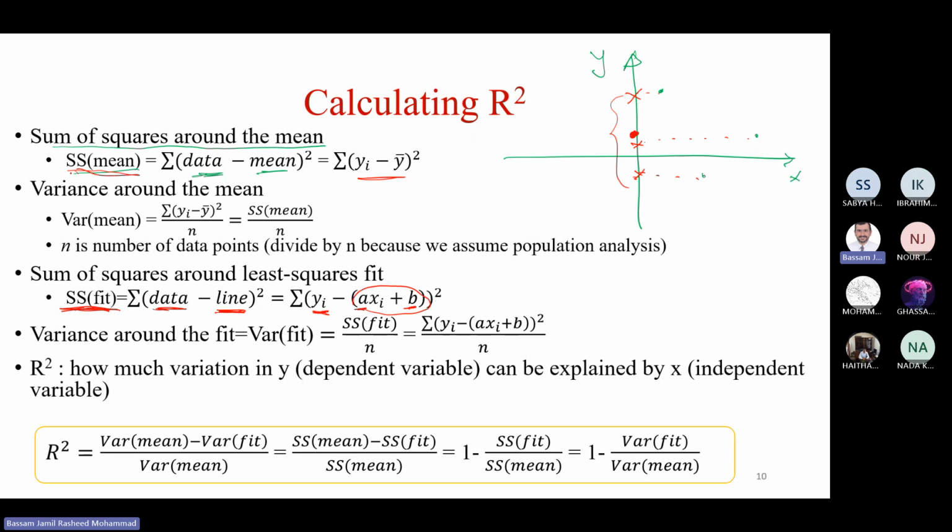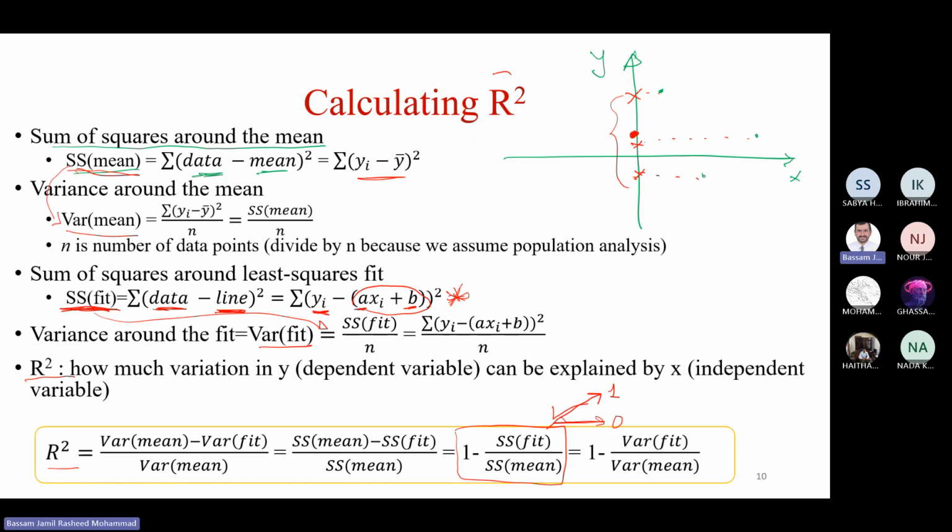And now if I divide both quantities by N, I get the variance, the variance of the fit and the variance of the mean. Now, R square is computed by these simplified expressions, and I prefer this one: 1 minus SS fit over SS mean. Notice that when this approaches 1, it means SS fit over SS mean is as close to 0 as possible, which means your errors are very small compared to the mean. But when these errors around the mean are huge, this quantity approaches 0. So that's basically what it means.